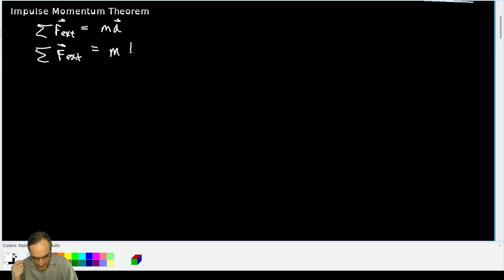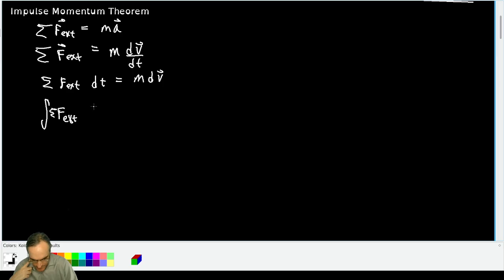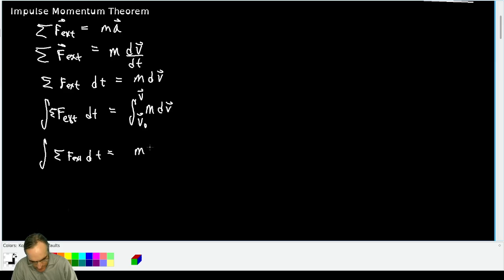So, acceleration can be written as dv/dt. Then we will separate the infinitesimals, and we'll integrate the two sides. So we have the integral of the net external force with respect to time equal to the integral of m dv. We'll integrate that from an initial to a final velocity. Actually, I'll keep that just as a v. So we'll have the integral of our force with respect to time equal to mv final minus mv initial.